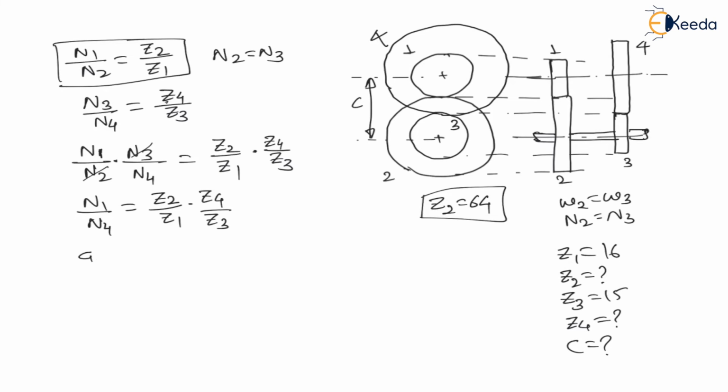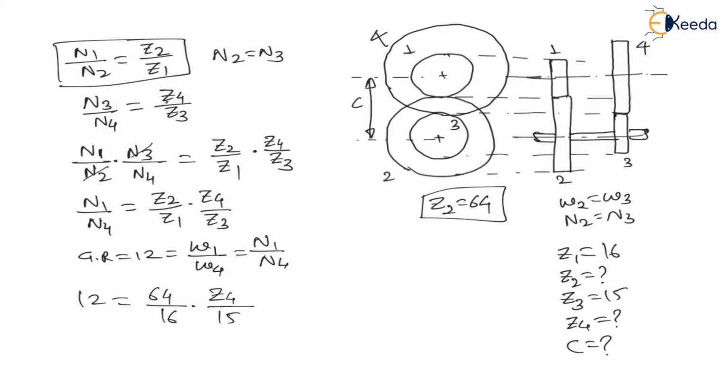Now, overall gear ratio, which is given as 12, is nothing but angular velocity of first divided by angular velocity of last, that is fourth, which is nothing but N1 divided by N4 we can say. Therefore, N1 divided by N4, which is overall gear ratio, is given 12. Therefore, 12 is equal to Z2, just we have calculated, Z2 is 64, divided by Z1 is 16, into Z4 divided by Z3 is given 15.